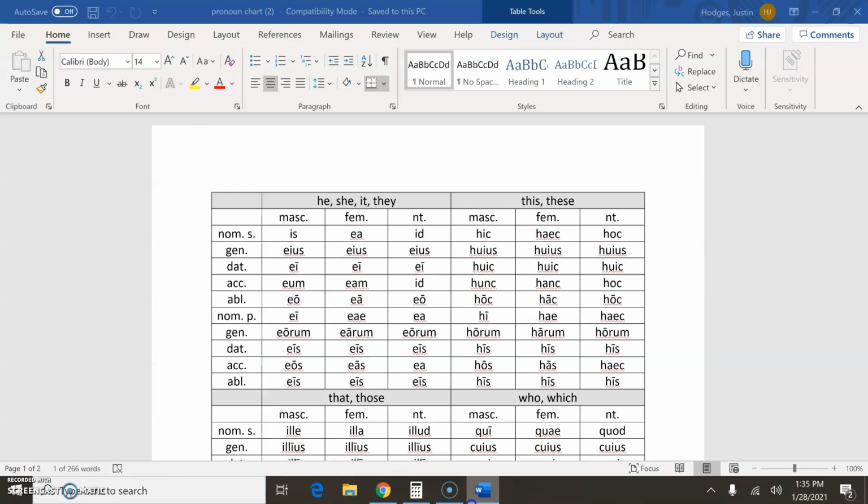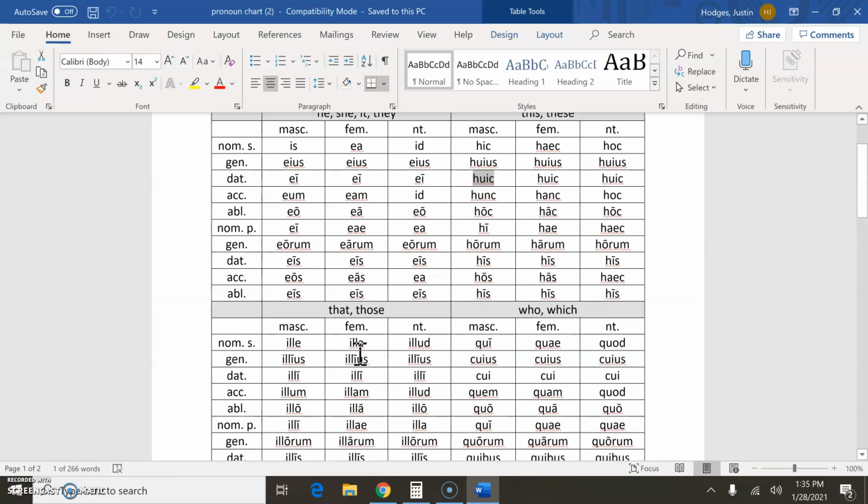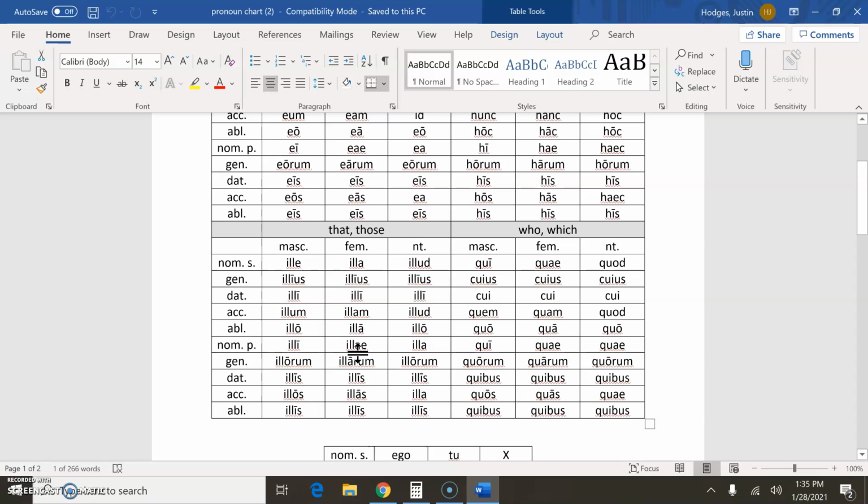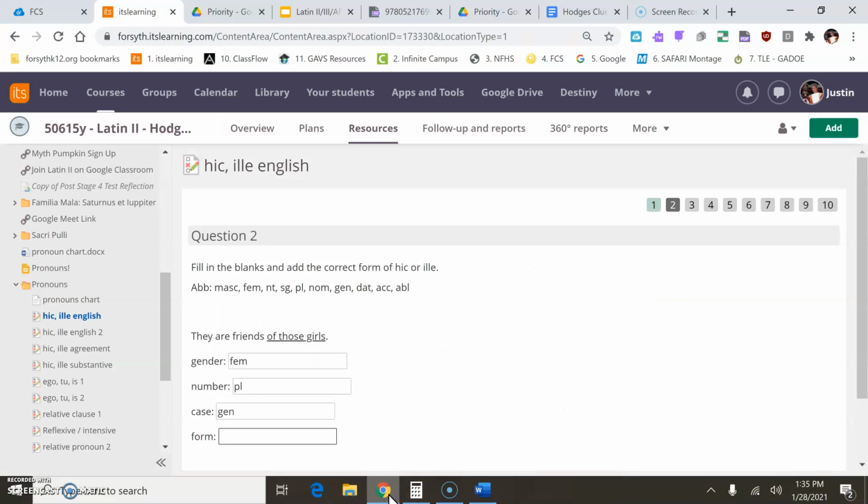So we're going to go back and look at our chart. We're going to scroll down to the those column. So we know it's feminine, middle column. We know it's plural, so the bottom half. And we know it's genitive, which is this one right here. So that leaves us with illarum. And that means of those girls. Oops.